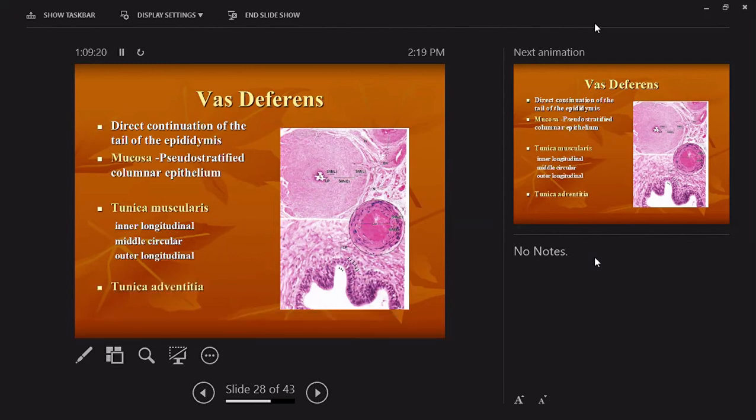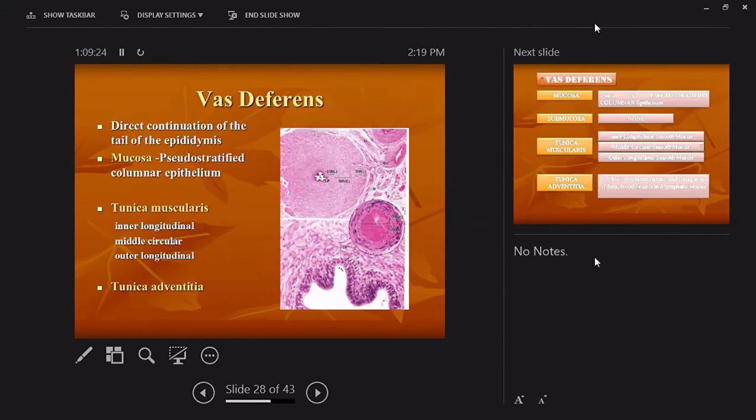You have now, our third layer would be, you have your tunica adventitia, okay, wherein you find your blood vessels. Okay, there you are, different blood vessels and arteries. Okay, tunica adventitia.